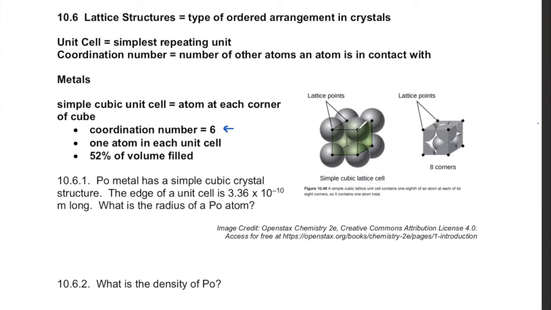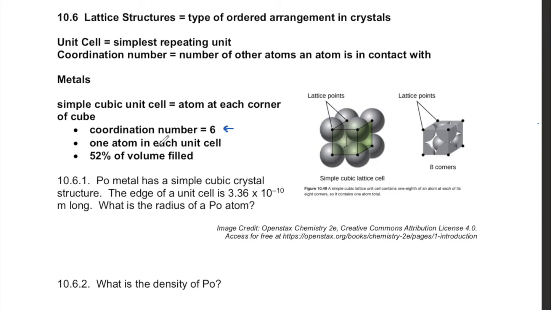So if you look at this corner, it's in contact with the atom in back of it, the atom in front of it that's not shown because it would be blocking our view, the atom to the left, the atom to the right, the atom below, and the atom up above, which also is not shown. But that adds up to 6. It's in contact with 6 neighbors.